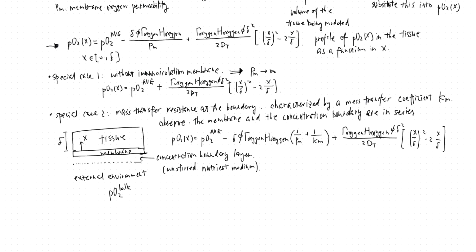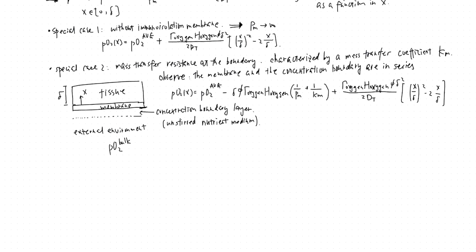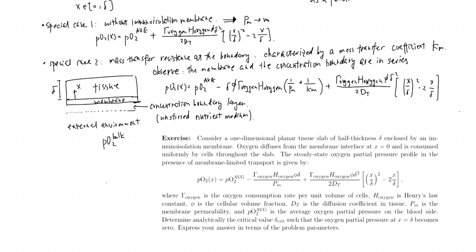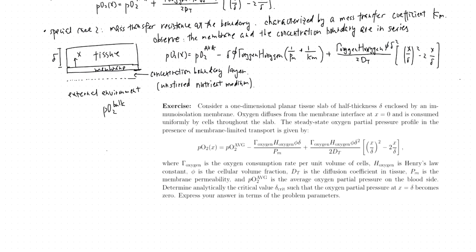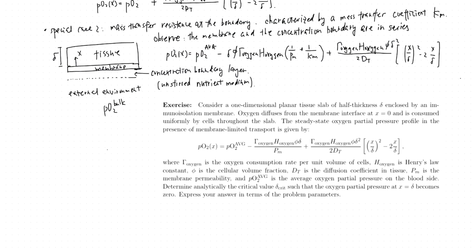Let me leave a homework problem for you. Okay, so this is the homework problem. Consider a one-dimensional planar tissue slab of half thickness delta. It's the same situation as what we are discussing. Here I'm giving you the full problem statement to give you the context. It's built on today's example. It's by an immunoisolation membrane. Oxygen diffuses from the membrane interface at x equal to 0 and is consumed uniformly by cells. We know that the profile is given by this one.